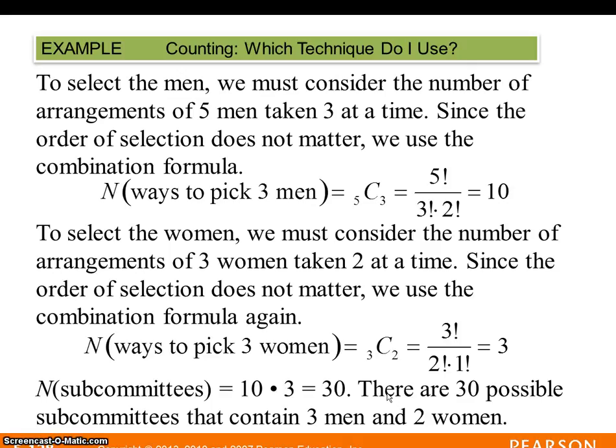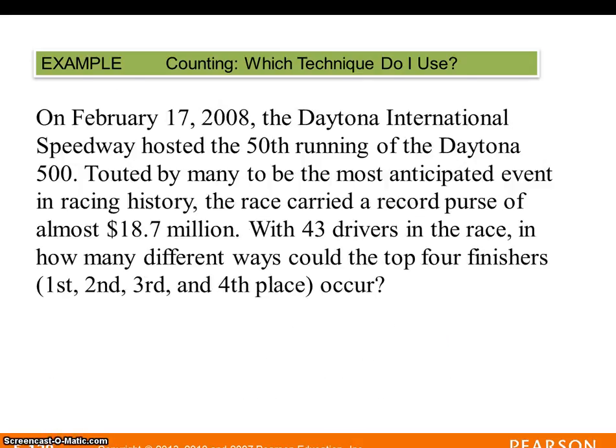And notice we're not calculating probabilities here, so we're not using the previous decision tree. We're just counting. Let's maybe look at one more example. Let's say in February of 2008, the Daytona International Speedway hosted a race. This was touted by many to be the most anticipated event in racing history. The race carried a record purse of $18.7 million, with 43 drivers in the race. How many different ways could the top 4 finishers occur?